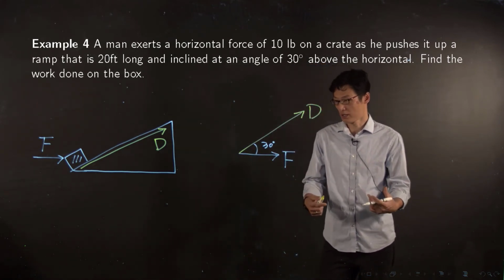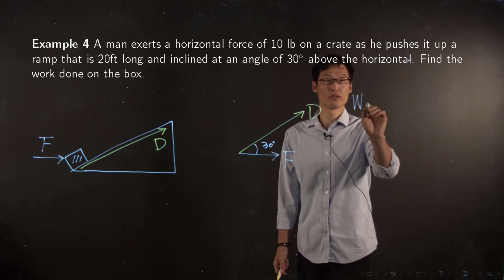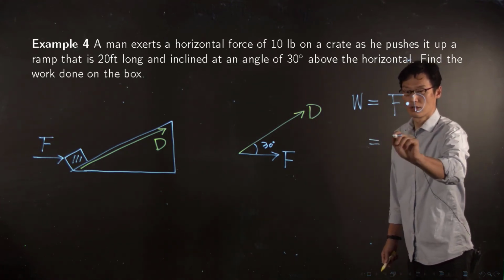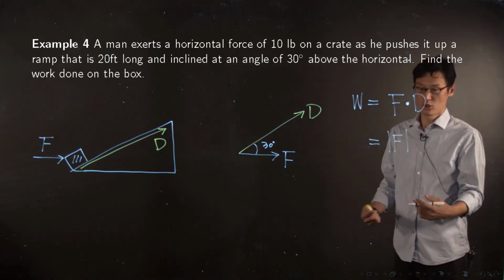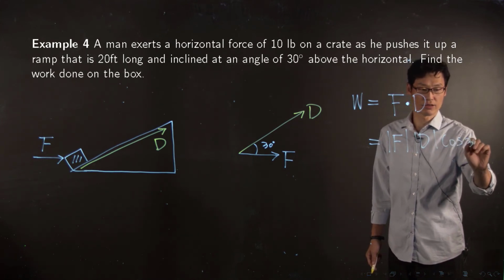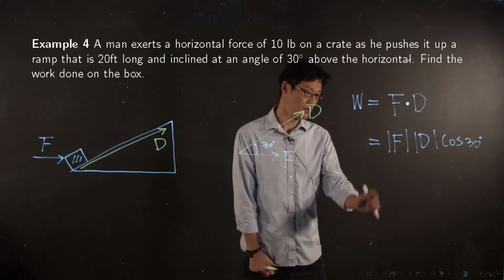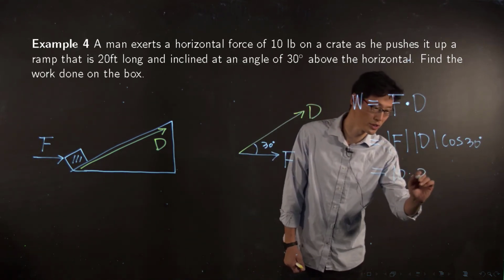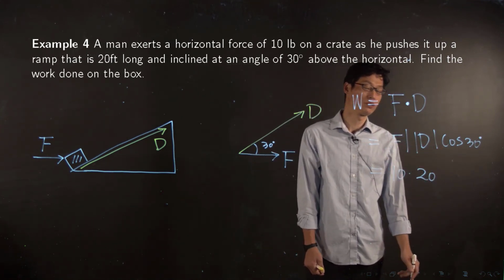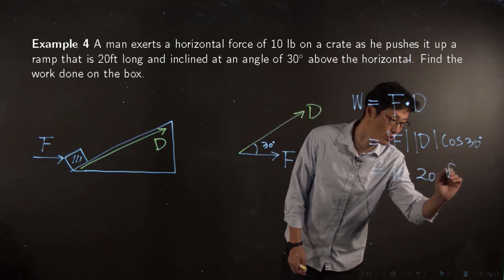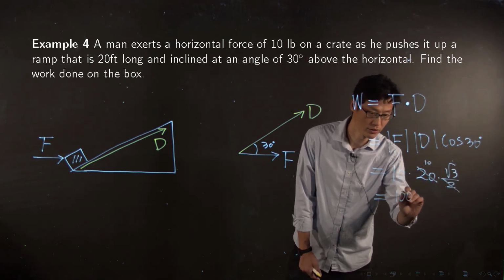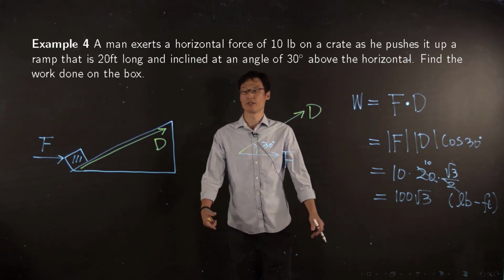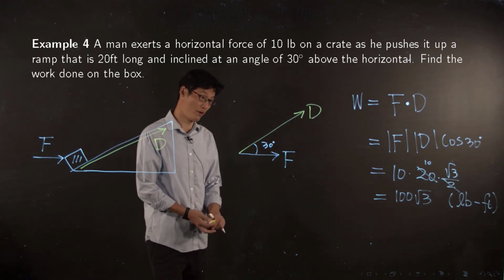So we can use the dot product to calculate the work. So the work is going to be the dot product F dot D, and by definition, we take magnitude of F and then magnitude of D cosine 30. So in this problem, this force has magnitude 10 because it's 10 pound. And then the displacement vector has magnitude 20, or 20 feet. And from the table of trig functions, cosine 30 is square root 3 over 2. So after simplifying, we have 100 square root 3, and the unit is pound feet. Okay, that's it. So this is how to calculate the work when you have an angle 30 between two vectors.